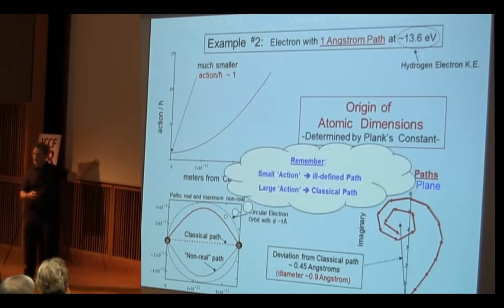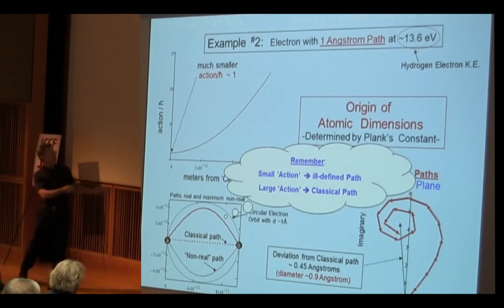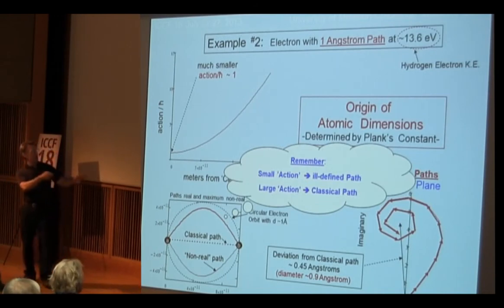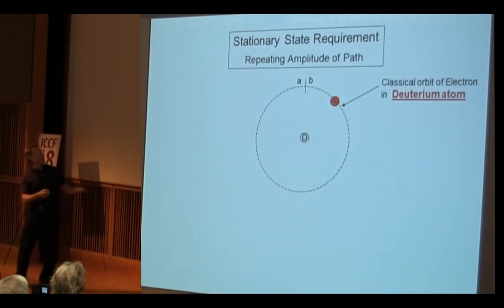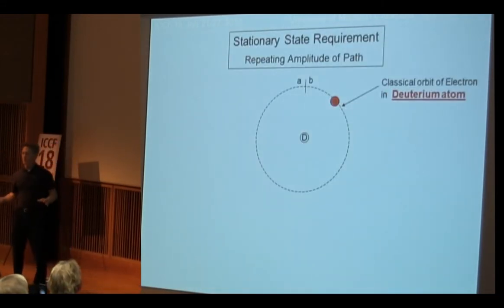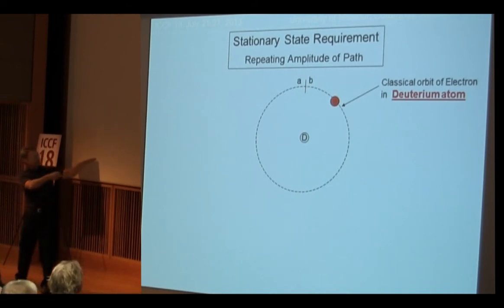So, small action. See that the action up here is only 1. I didn't bring it up in the other one, the action was 10 to the 10. So, small action, ill-defined path, large action, classical path. Okay, now we need one more concept. It's a stationary state requirement. It has to be a repeating amplitude in the path. This is just for example's sake.